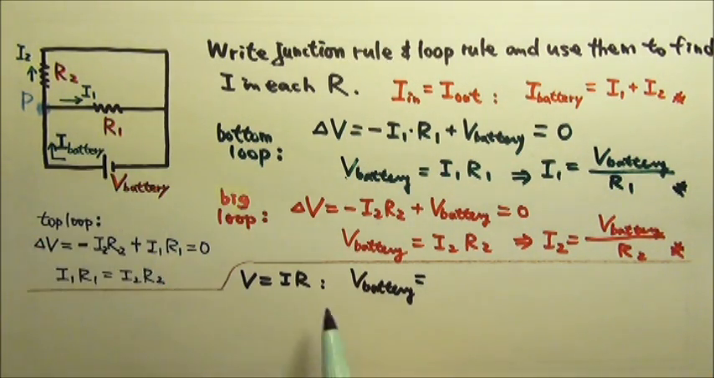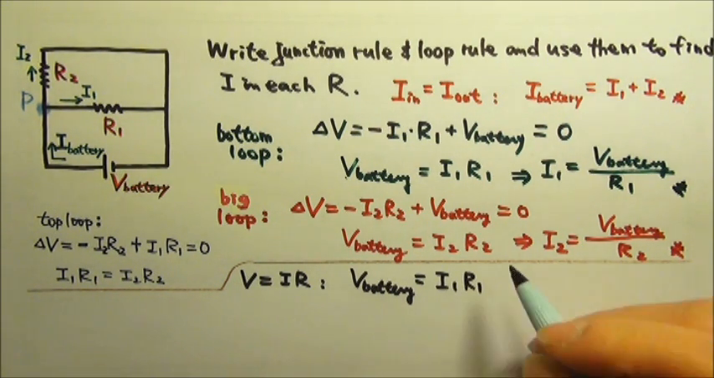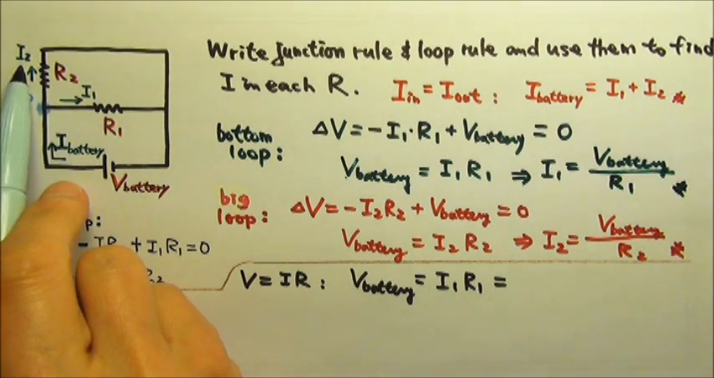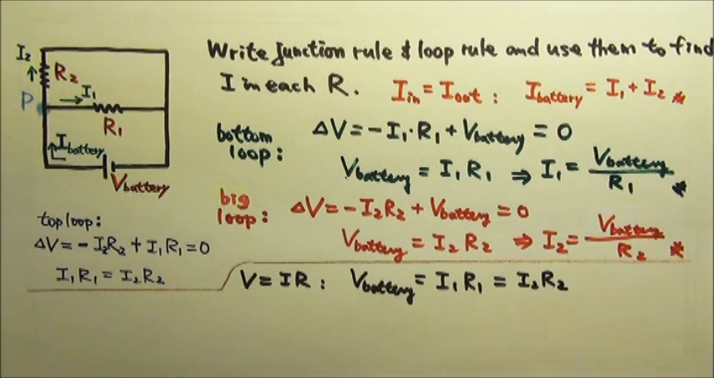And for R1, this voltage equals I1 R1. For R2, the voltage equals I2 R2 as well. So of course, we'll end up with the same answer. To find I1, we can divide by R1 on both sides to get that. To find I2, we divide by R2 on both sides to get that.